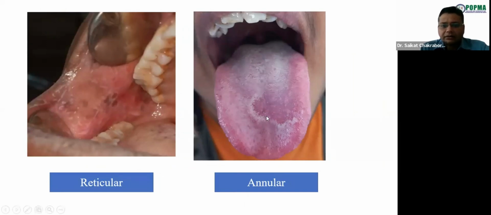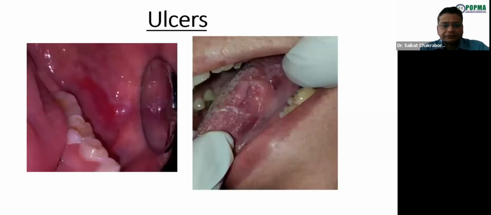Annular pattern, geographic tongue is one thing. I mean, a very typical annular pattern. You don't need to move ahead. You just take the history, see the lesion, and then you already have a diagnosis with you.